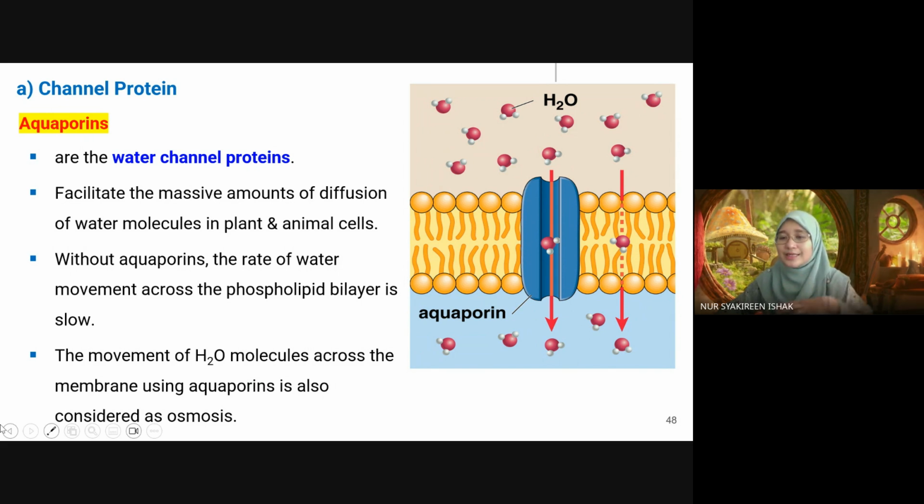As long as it involves the movement of water, the movement of water that crosses the phospholipid bilayer with or without channel protein, the process is osmosis.